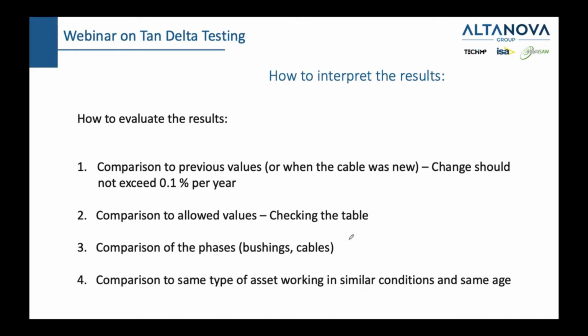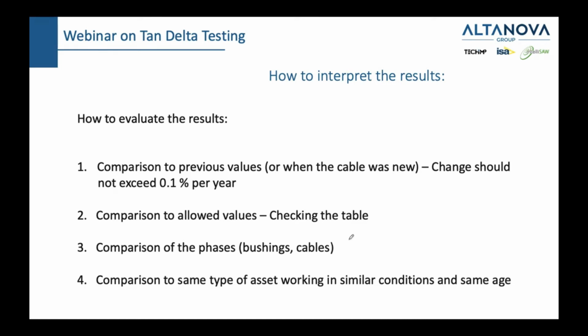The third way would be comparison of the phases. If you are measuring tan delta on bushings, because you will see later that we don't just measure tan delta on the body of the transformer, we also measure it on the bushings of the transformer. If you measure on 3 phases, A, B, and C, you expect to get the same numbers, especially if the bushings are the same, installed at the same time and from the same producer. If a certain bushing has a higher tan delta, then what you will probably do is frequency sweep, but we will talk about that in our next session.